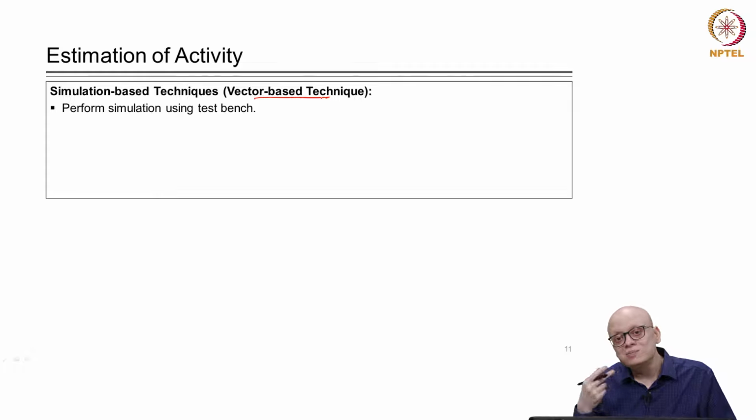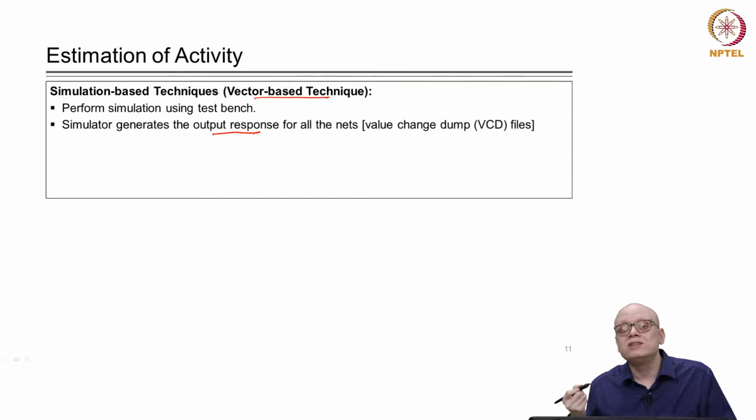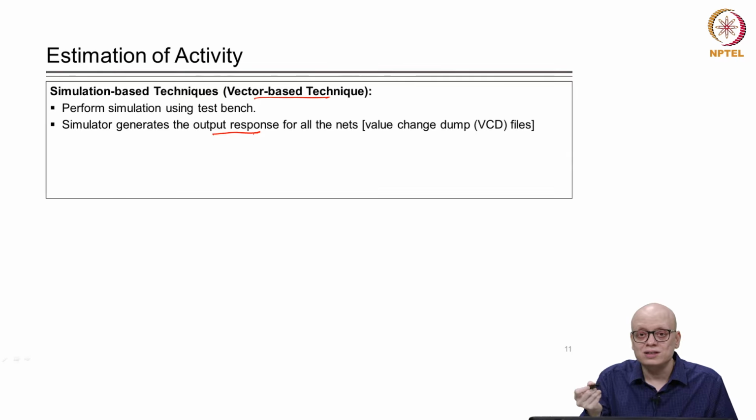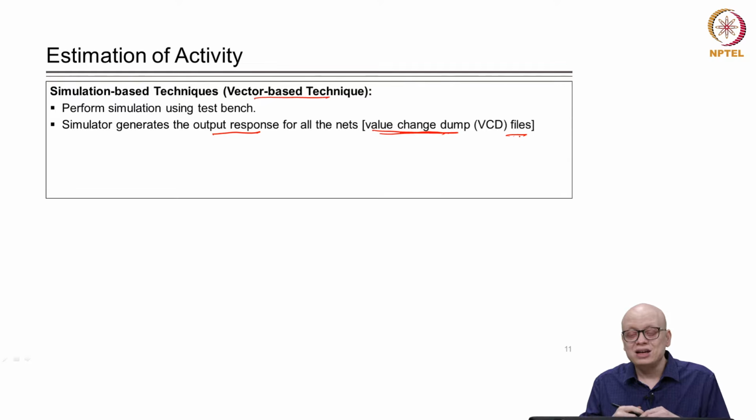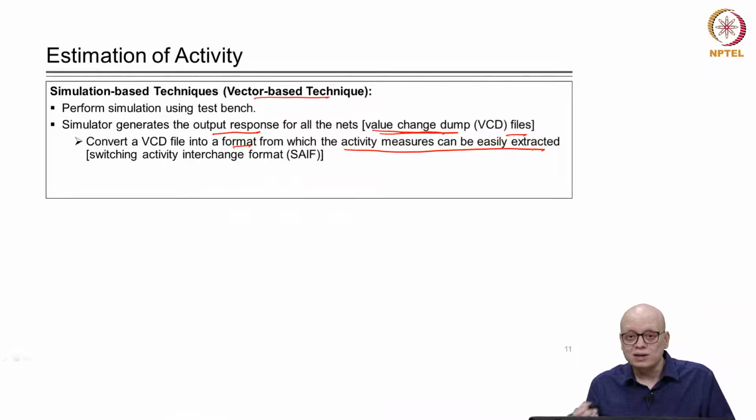So, we can use the same test bench to run the simulation, and then using the simulation result we can record the output response and save it in a VCD file. We have discussed earlier that there is a value change dump file or VCD file in which the values can be written. In some sense this VCD file will be recording the activity of the signals. Now, using the VCD file we can convert it into a format from which activity measures can be easily extracted by the tool. And what is that format?